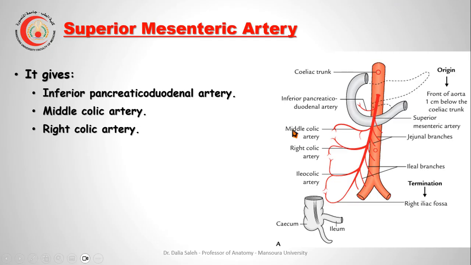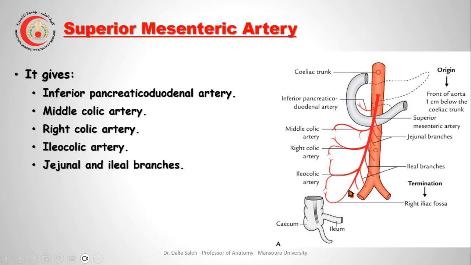And then we have the right colic artery to the ascending colon. And we have the iliocolic artery. From its name, again, it will supply the terminal part of the ileum and the beginning of the colon, which is the cecum, the appendix as well.